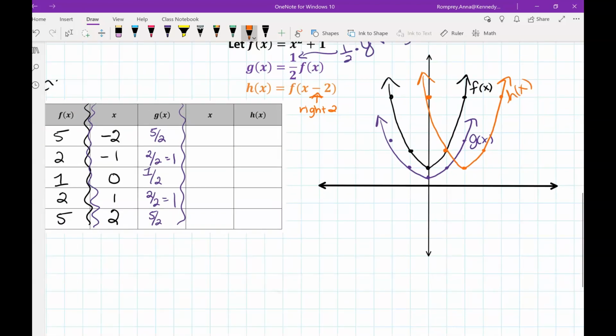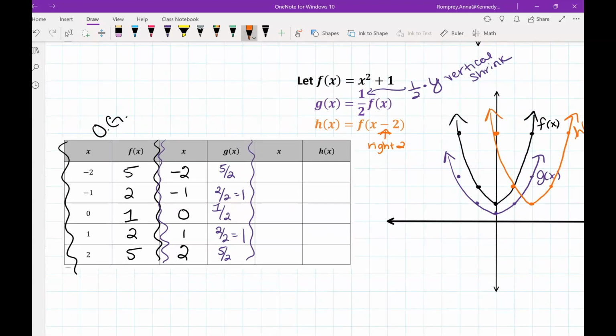Now if they asked you to transform the table, again, inside the parentheses, so nothing outside of the parentheses is changing, meaning my y's stay the same. So I'm going to take those 5, 2, 1, 2, 5 and leave them all the same. And all of my x values, instead of subtracting 2, I'm going to do the opposite, and I'm going to add 2. So negative 2 plus 2, 0. Negative 1 plus 2, 1. 0 plus 2, 2. 1 and 2 is 3. 2 and 2 is 4.